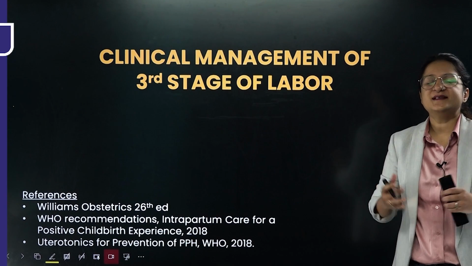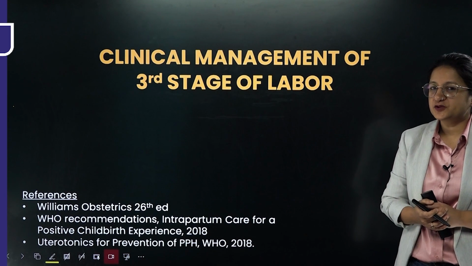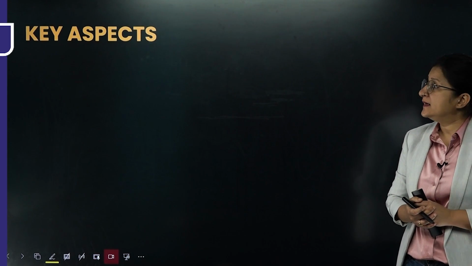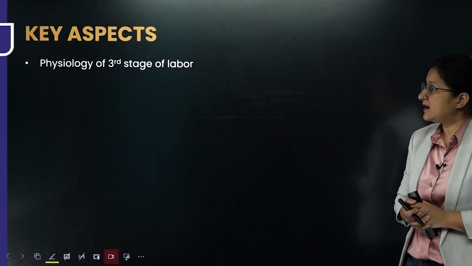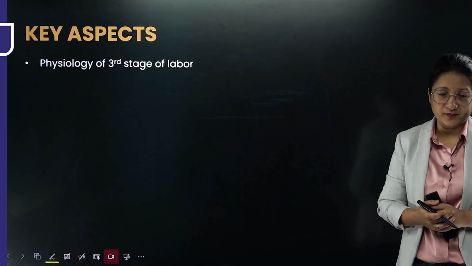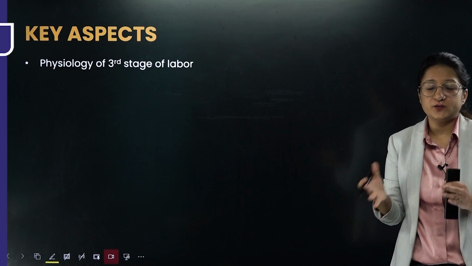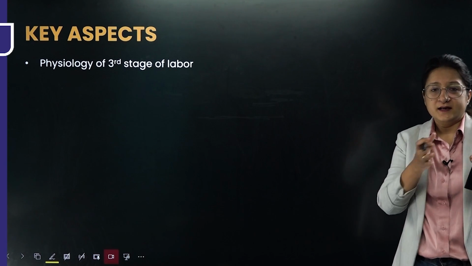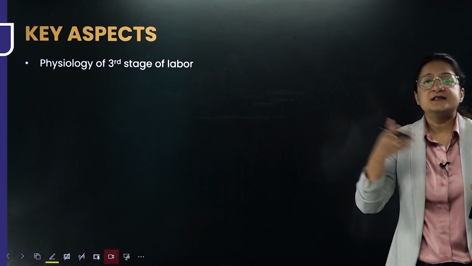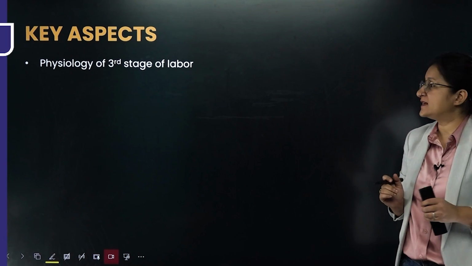Hello friends, now in this lecture we're going to talk about the clinical management of third stage of labor. The key components that we're going to discuss are the physiology of third stage of labor. So we know that third stage is when the placental expulsion takes place, right? So it begins from the time since delivery of the baby till the complete placental expulsion takes place.